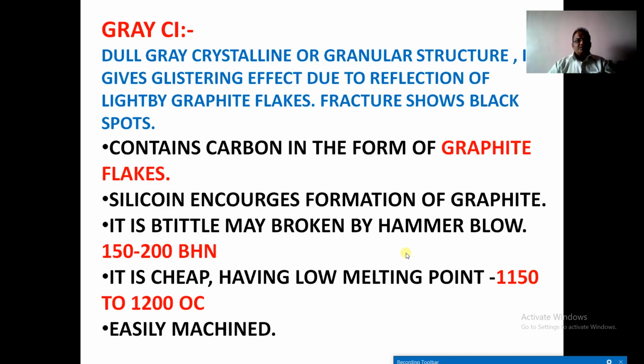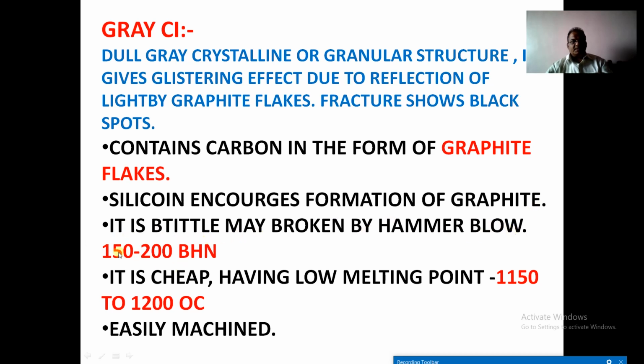When we observe the fracture of a grey cast iron bar, it will show you a dull grey crystalline or granular structure. It gives a glistening effect due to the reflection of light by graphite flakes. The fracture shows black spots. It contains carbon in the form of graphite flakes. You have already seen the microstructure. Silicon encourages the formation of this graphite. It is brittle and may be broken by a hammer blow.